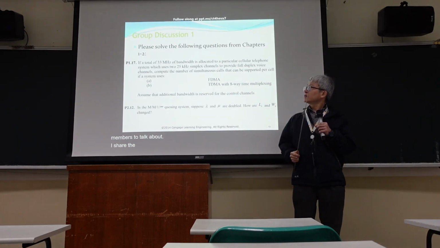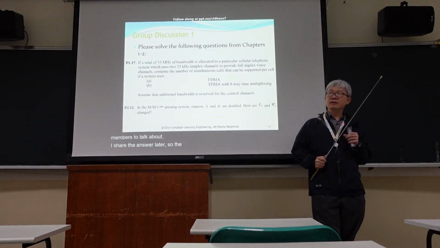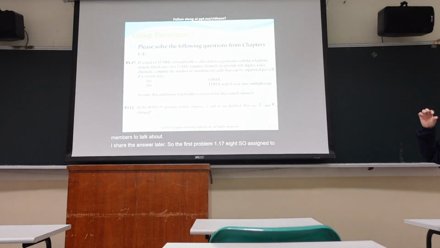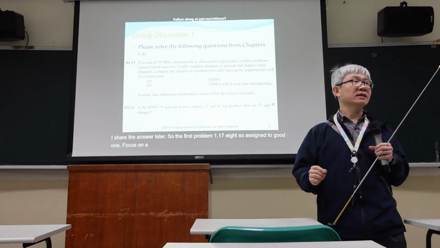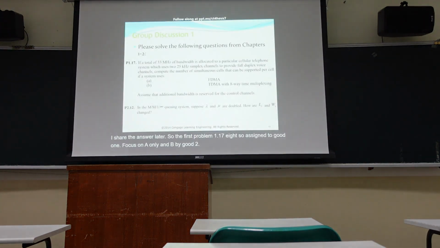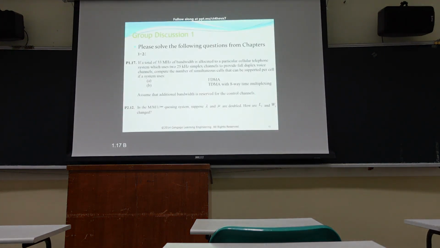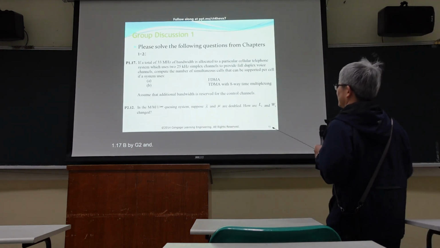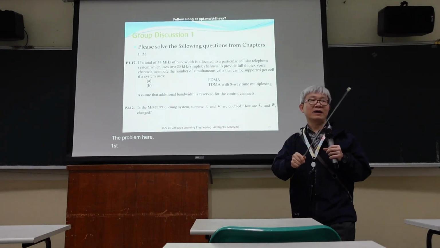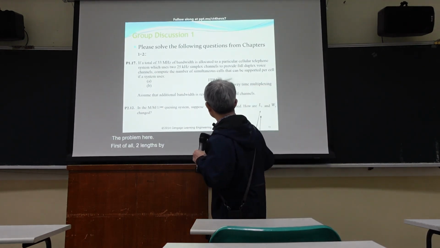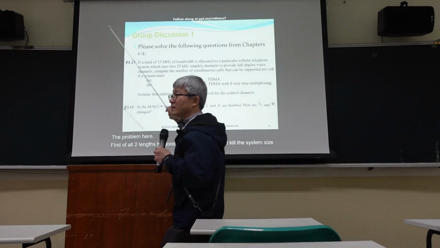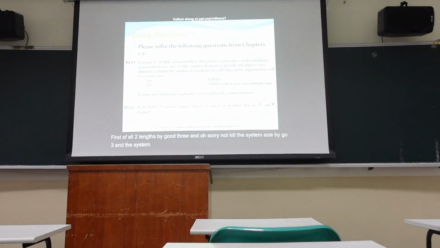So the first problem, 1.17a, is assigned to group 1. Focus on A only. And B is by group 2, 1.17b. For the problem here, first of all, queue length by group 3. And not queue length, system size by group 3. And system waiting time by group 4.